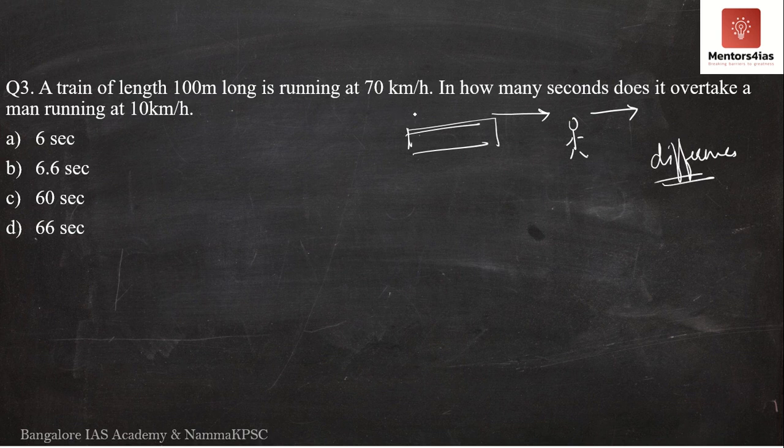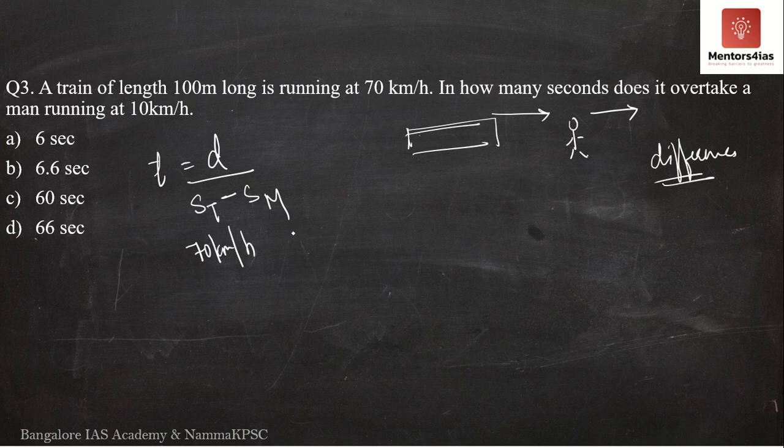So now the question is asking for time, where time is nothing but distance by speed. Here, since we have two moving objects, we'll have to consider their relative speeds. Since both of them are moving in the same direction, we have to take their difference. That is speed of the train minus speed of the man. So speed of the train is what? 70 kilometers per hour. Speed of the man is what? 10 kilometers per hour.